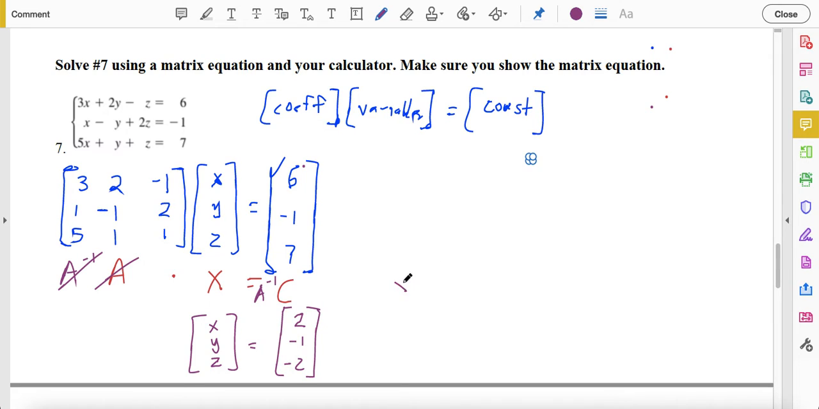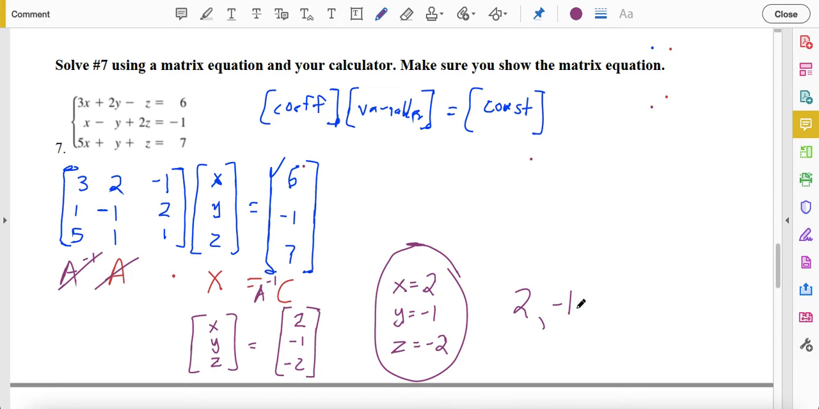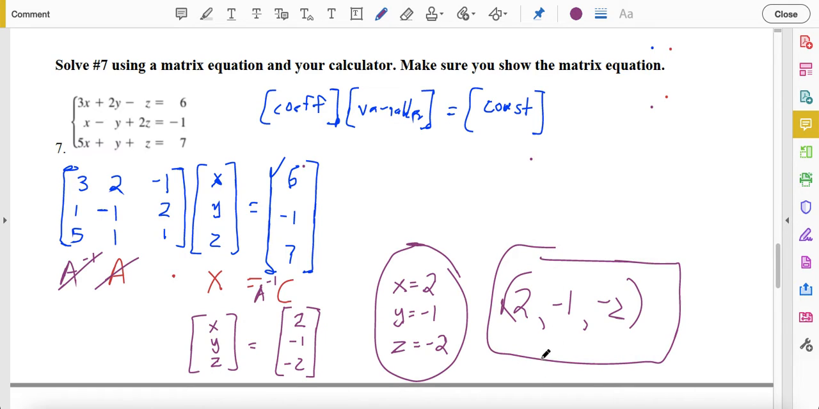So that means X equals 2, Y equals negative 1, and Z equals negative 2. And you could write it like this, or you could express it as an ordered pair, 2, comma, negative 1, comma, negative 2, like that. Either one of those is a correct representation of the answer.